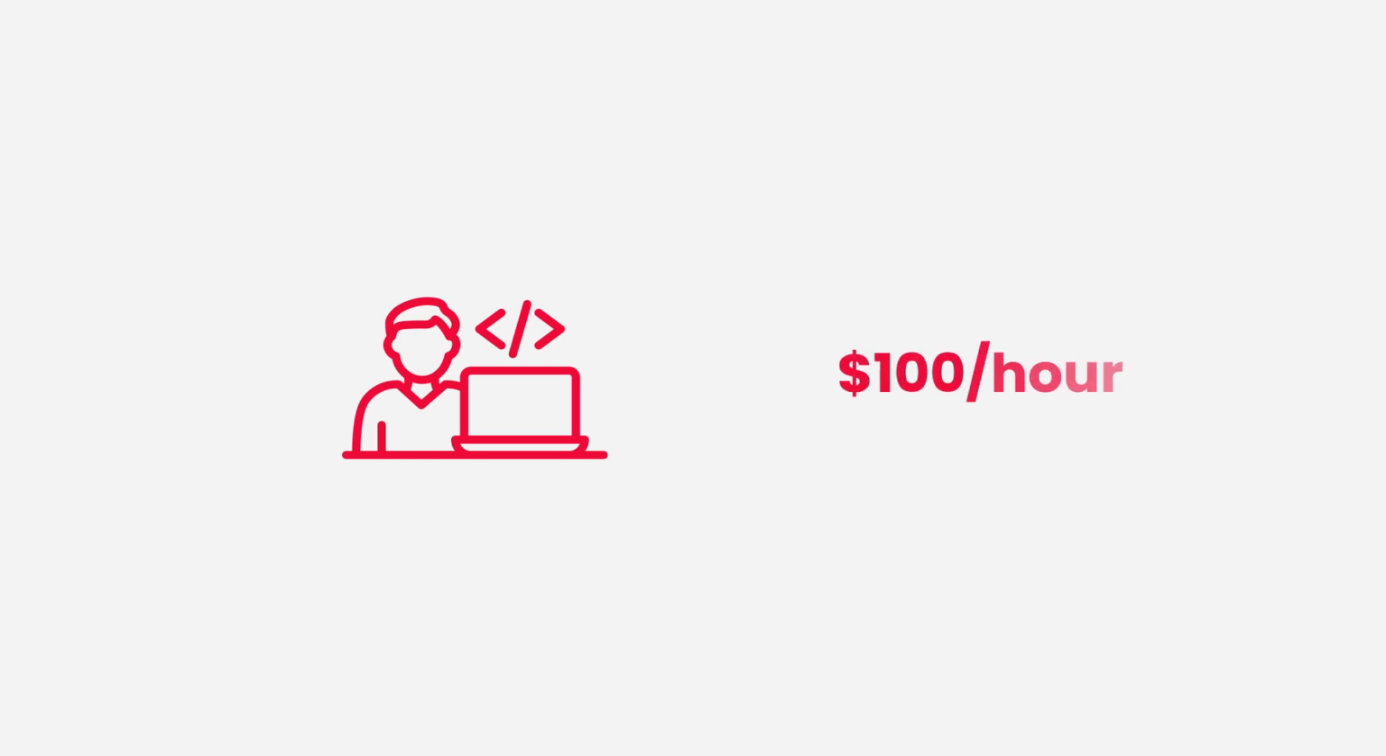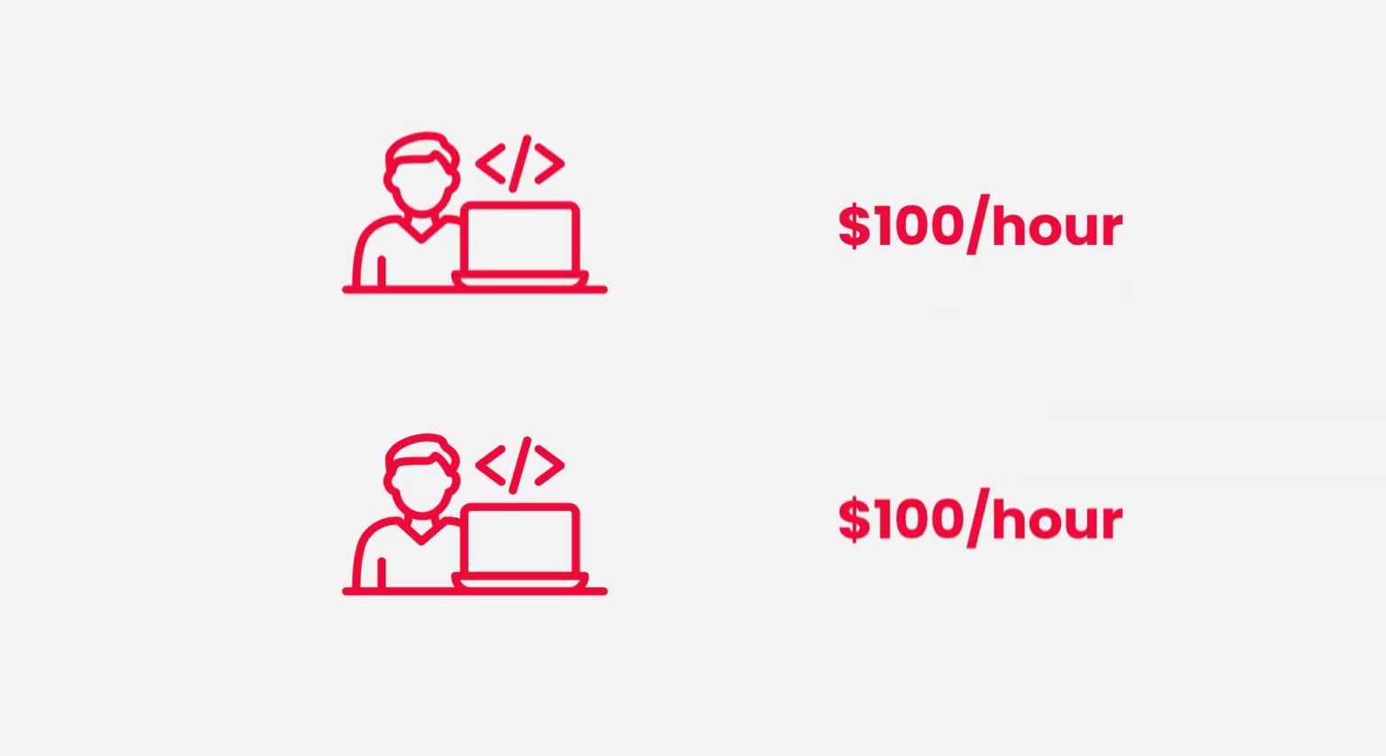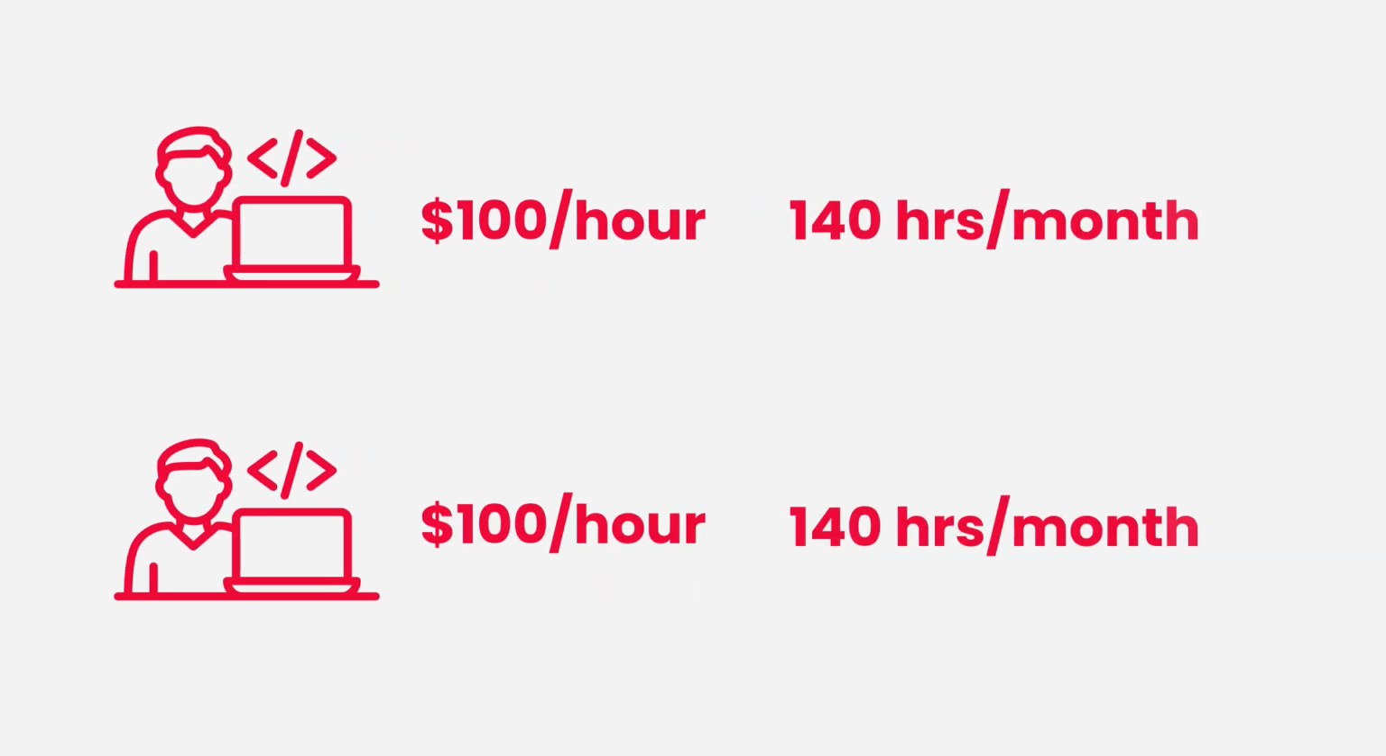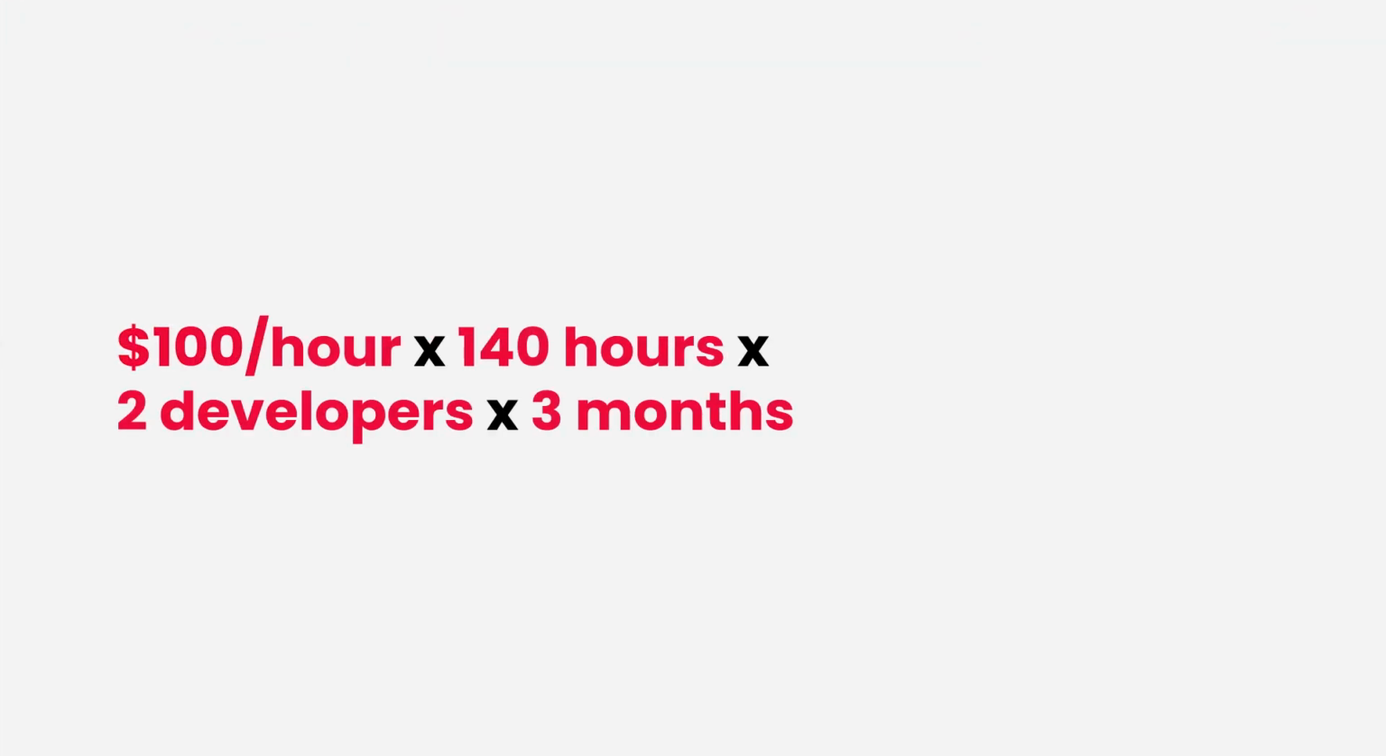So just to give you an example, it might look something like this. Let's say you have an app that you estimate is going to take about 3 months to build. So your typical software developer is going to be about $100 an hour, and you're thinking you're probably going to need about 2 software developers for that 3-month period of time. Roughly, they're going to be working about 140 hours per month. So $100 an hour times 140 hours times 2 developers times 3 months, you get about $84,000. That's going to be the bulk of your cost.